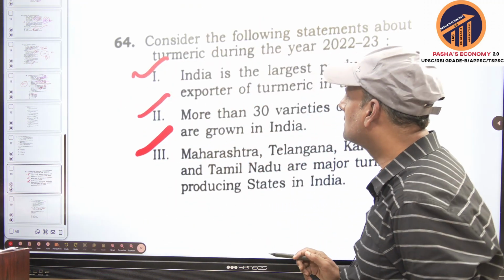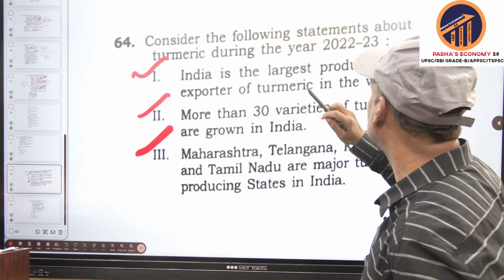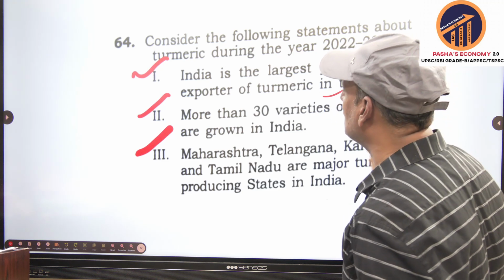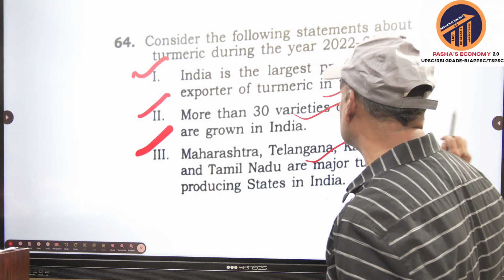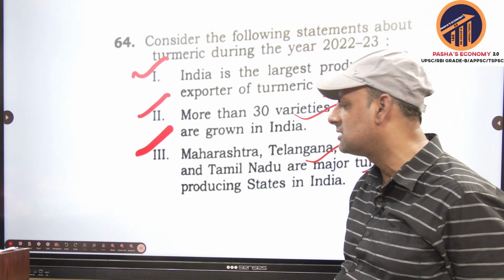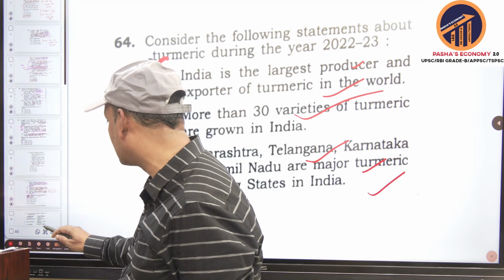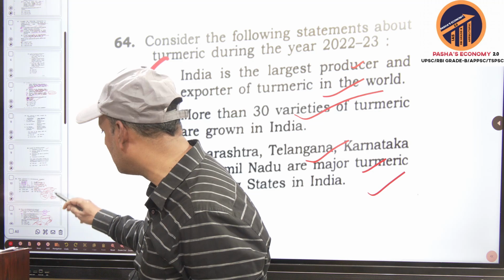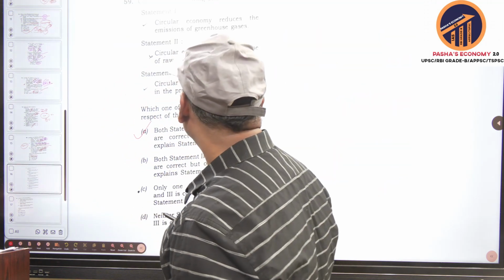Clear? Right? See, consider the following statements about the turmeric board in 2022-23. India is the largest producer and exporter of turmeric in the world. There are more than 30 varieties of turmeric in India. Maharashtra, Telangana, Karnataka, Tamil Nadu are major turmeric producers. All three options are right regarding this, friend. Clear? Fine. So these are the statements.